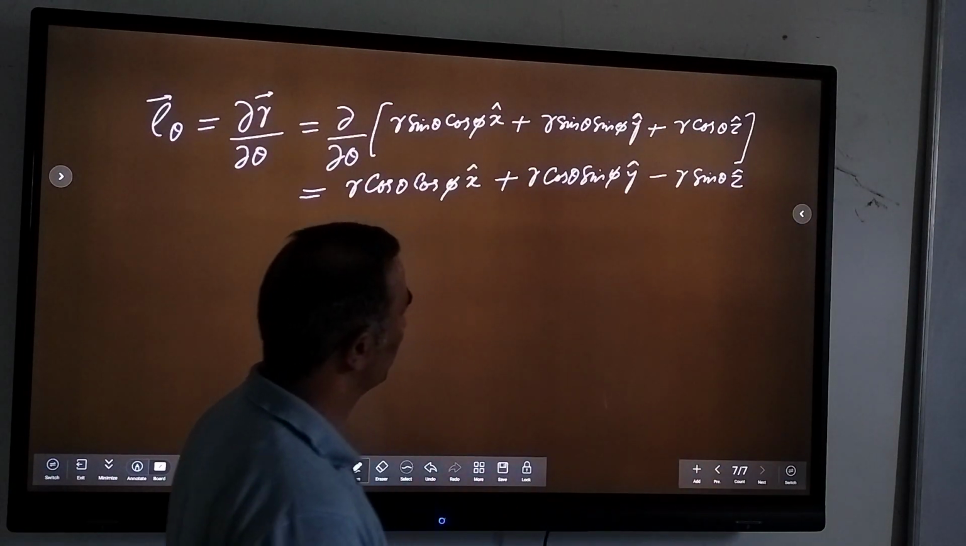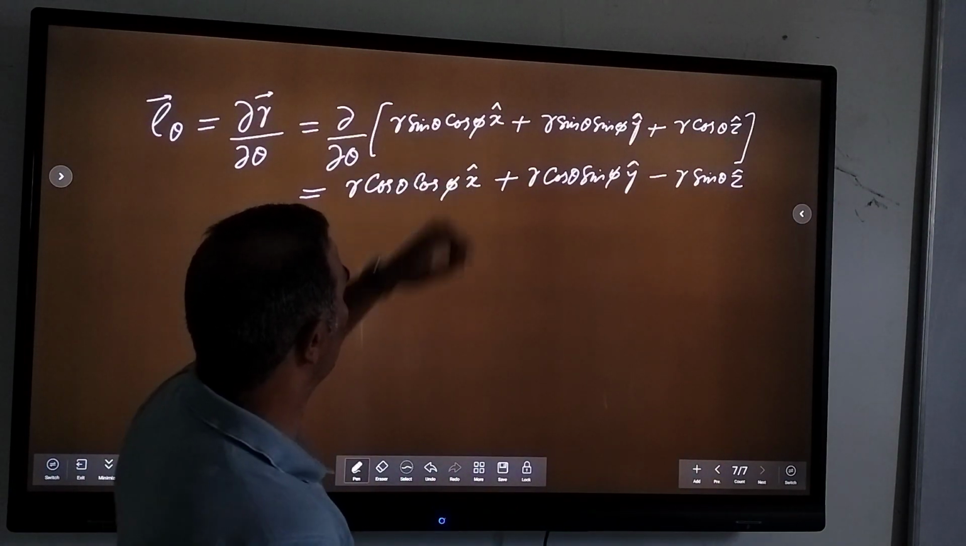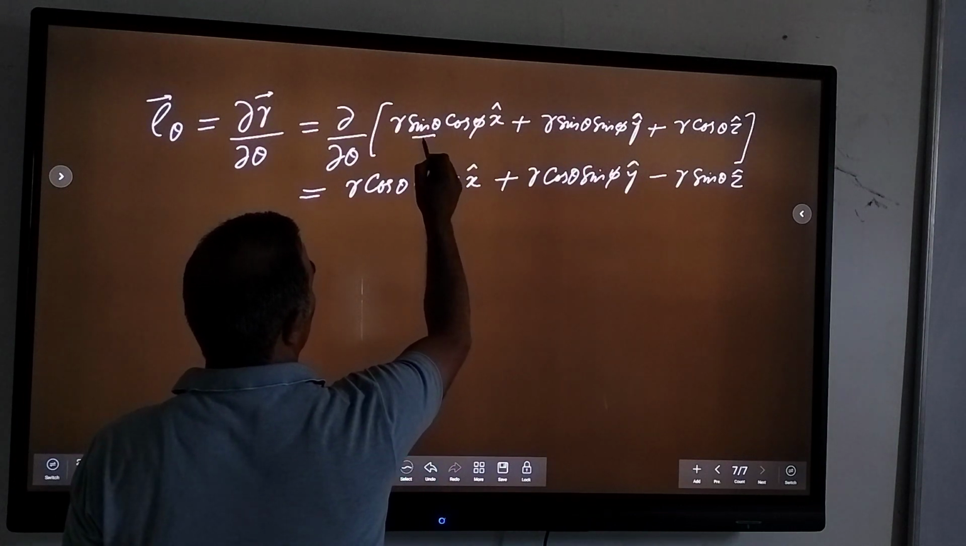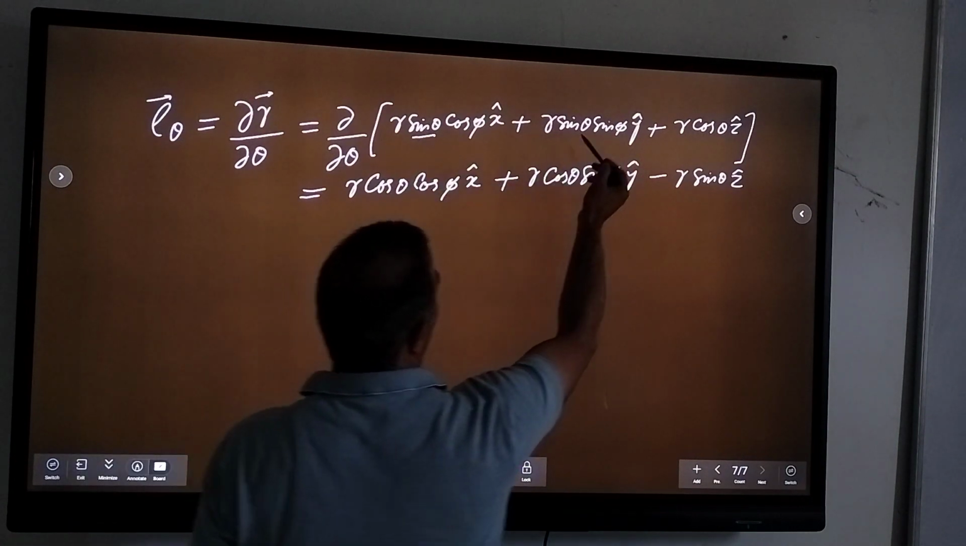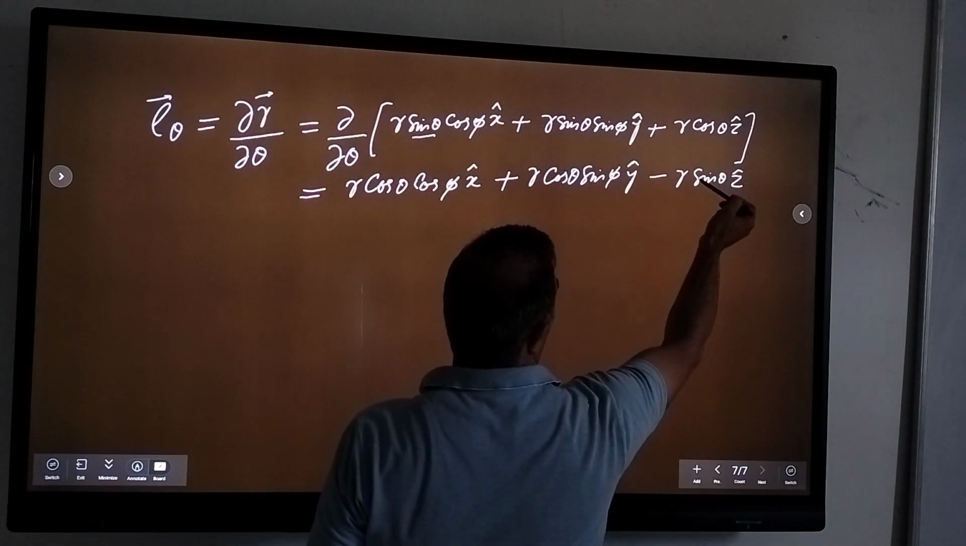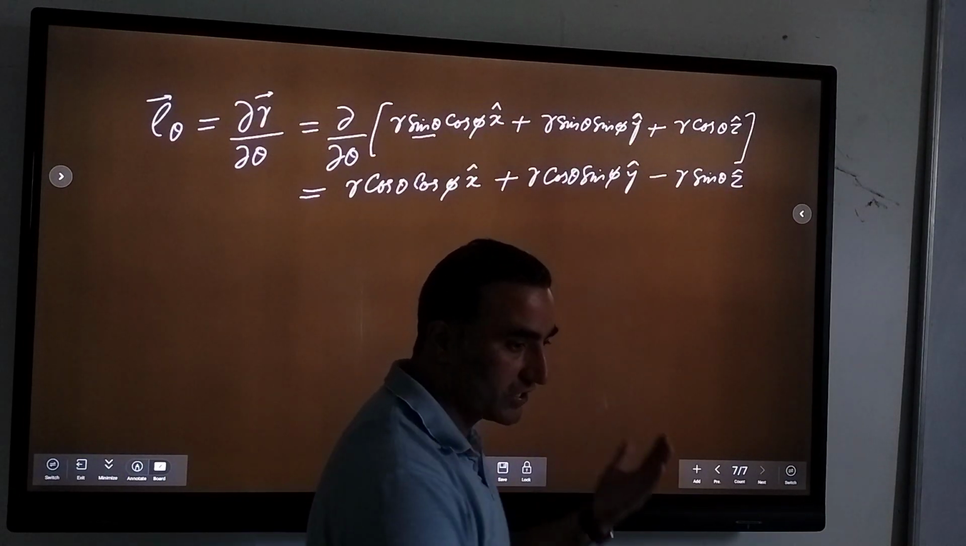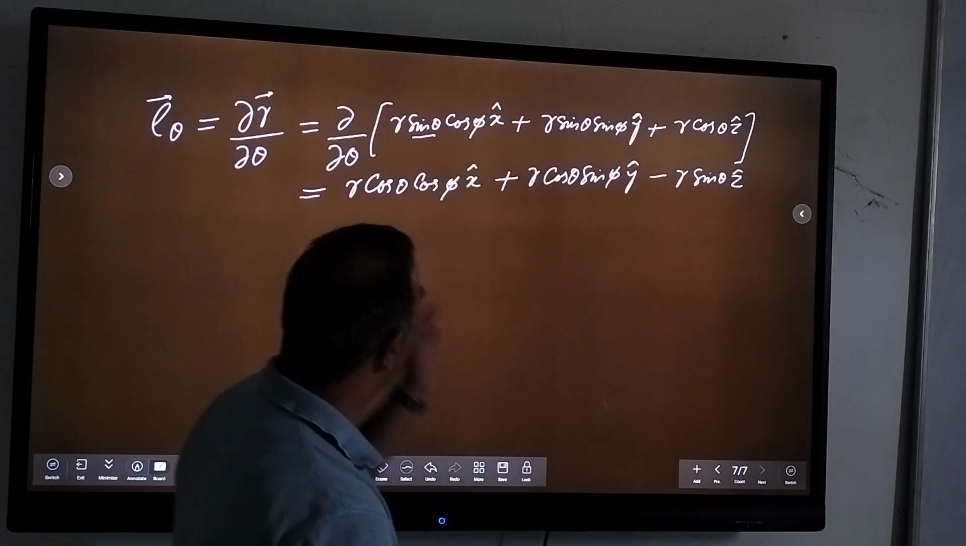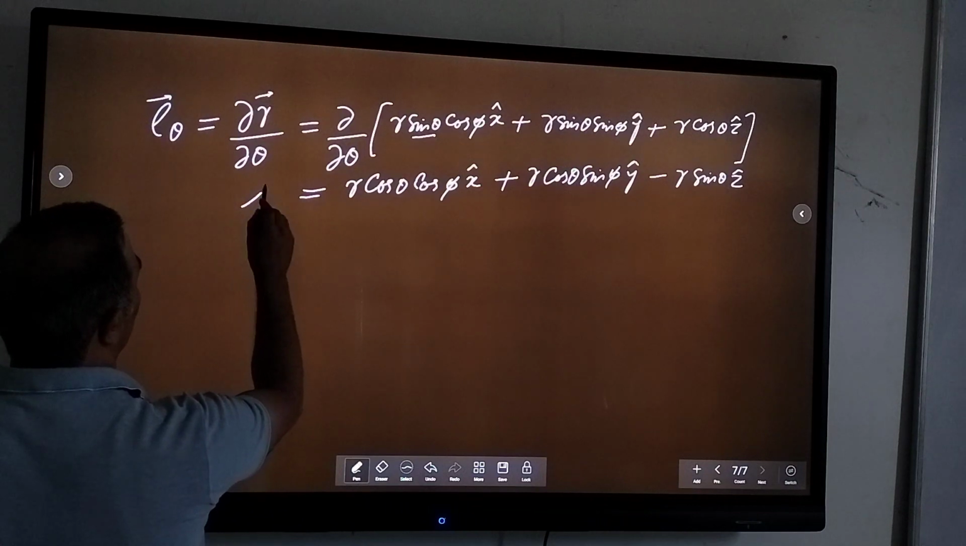okay, because you need to differentiate this term here. So this term will be cos theta cos phi, cos theta sin phi, and minus sin theta, and the rest is zero, because you need to differentiate it partially with respect to theta, right? And similarly, so this is E theta.